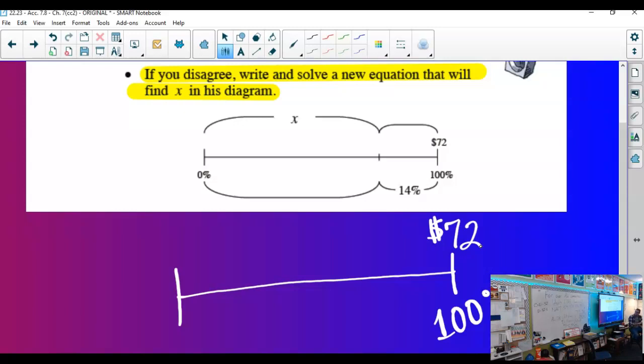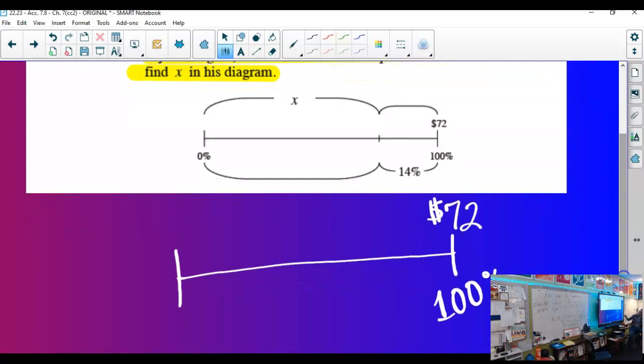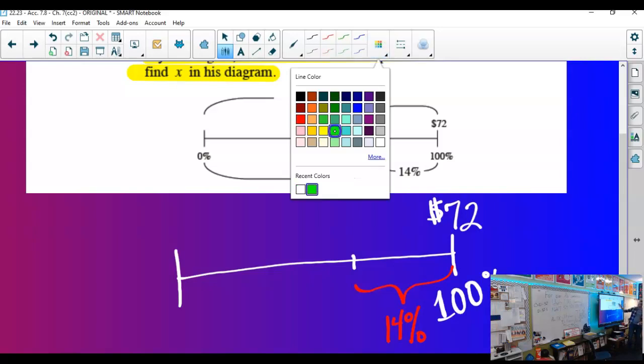So what else do I know if I'm trying to draw my own diagram? Help me out here. We know one of the spots is 14%. Because as we see on the diagram, if you add 14%, that makes it 100%, which is 72, which means the other gap is 86%.